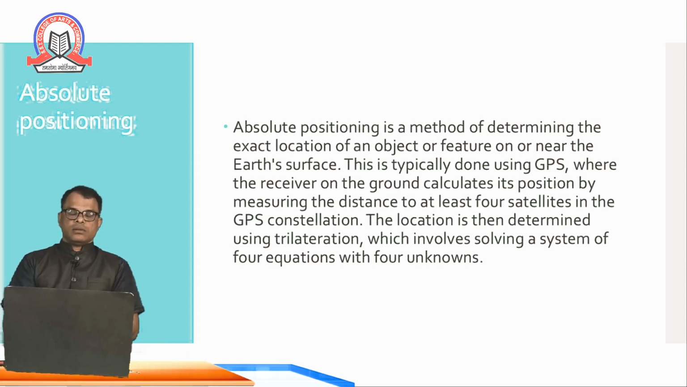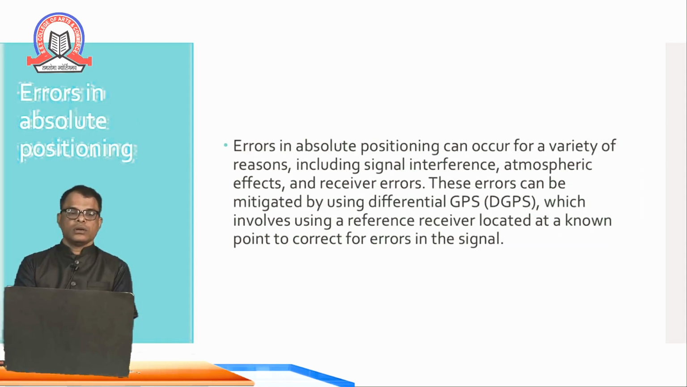So basically we have to decide the exact location of an object or anything which may be near to the Earth's surface or on the Earth's surface. So that is called absolute positioning. Obviously, whenever you do such type of calculations, they are not accurate. There are some errors in calculating all these positions.